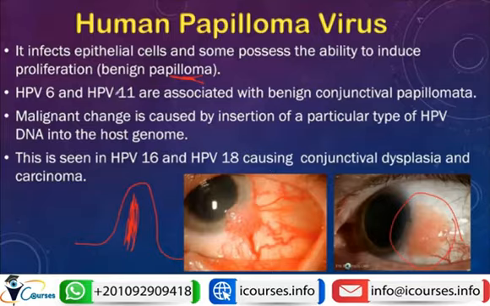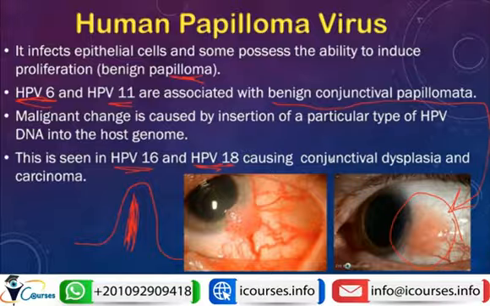Different types have been linked with different diseases. There are different human papilloma viruses. Human papilloma virus 6 and 11 cause a benign conjunctival papilloma like this, while human papilloma virus 16 and 18 cause conjunctival dysplasia and carcinoma, leading to formation of conjunctival carcinoma like this.